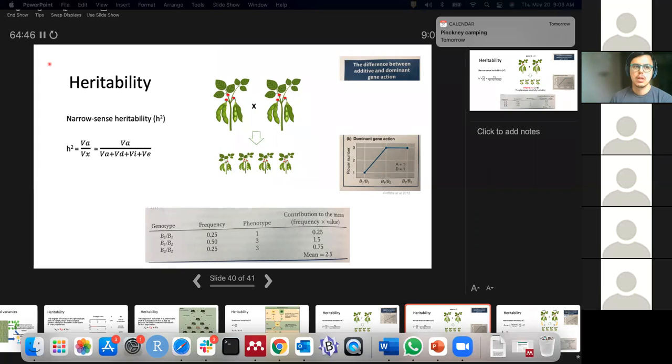So the answer is that the Hardy-Weinberg equilibrium assumptions are not true in breeding programs, but to some degree we have to take them into account. Okay.